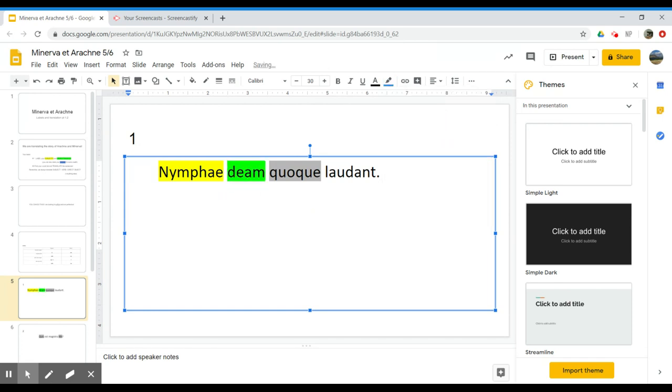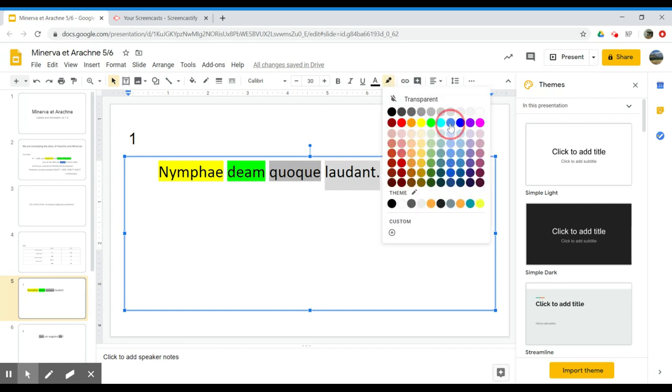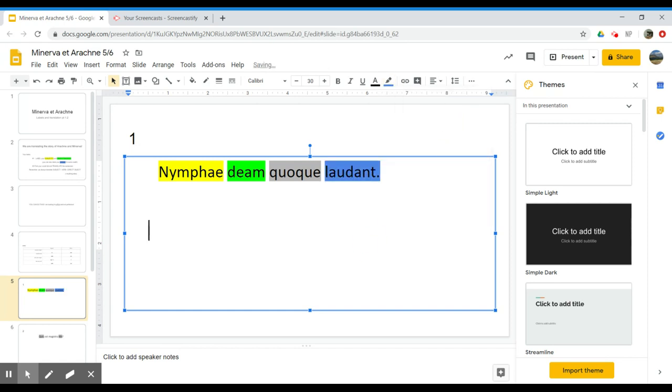Awesome. Remember, every sentence is going to have a subject and a verb, but not every sentence will have a direct object. For instance, I could have a sentence that said, the nymphs run, right? That's a subject and a verb, but that does not have a direct object. You're not going to run something. But your verbs are extra credit, and laudant here, ending in nt, is an example of our verbs. So I'm going to go ahead and highlight that blue.